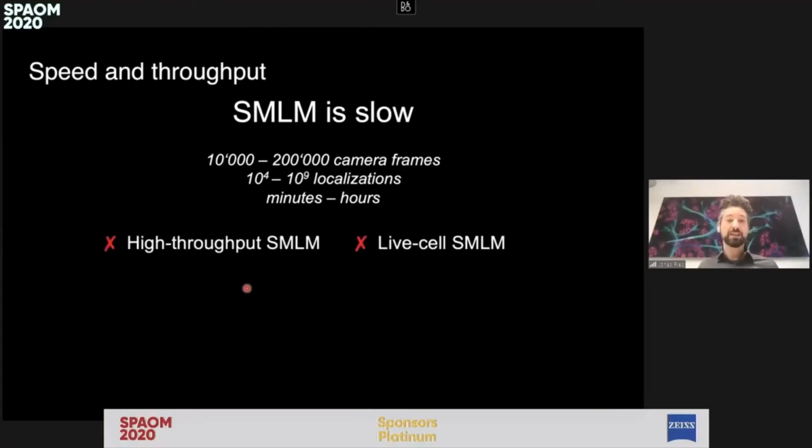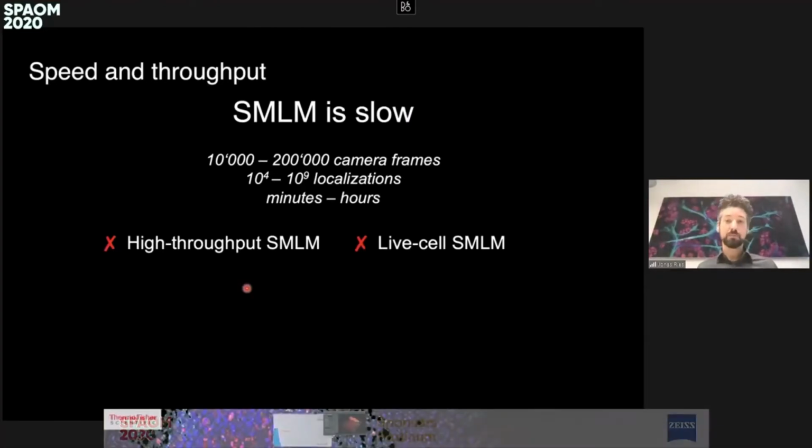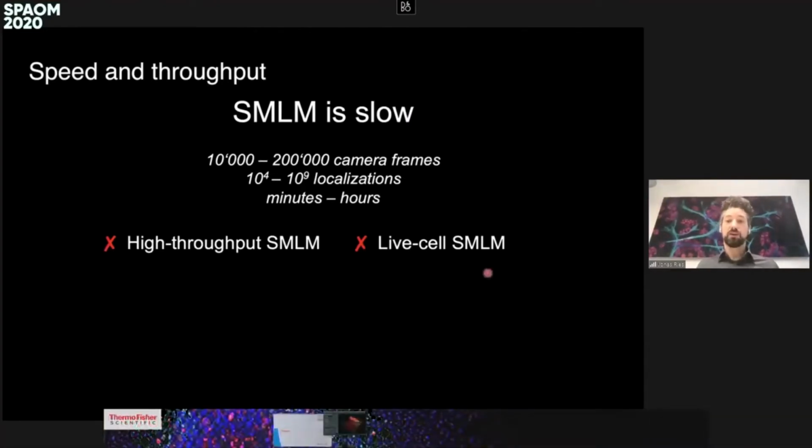This, of course, is not ideal if you want to perform high throughput measurements, for example, to compare many different conditions or to find rare events. And it is even worse for live cell localization microscopy, where the speed of the process that we're interested in dictates how fast we have to go.